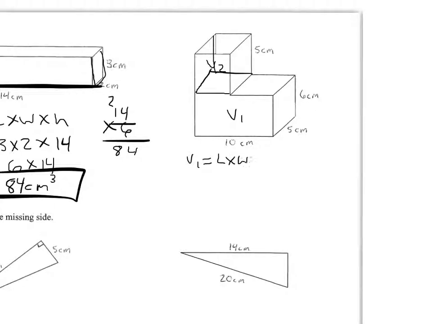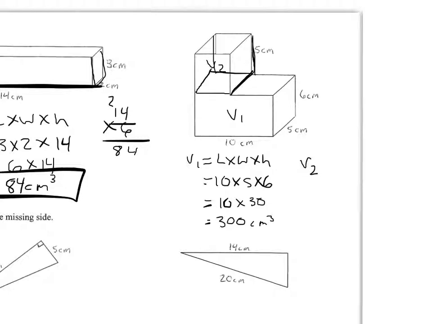Length times width times height is equal to 10 times 5 times 6. 10 times 30 is going to give me 300 cubic centimeters. And volume 2, so we have the height of volume 2. Now I need to know the width. Well, it looks like we've got the same width all the way across, so this is also going to be 5 centimeters.